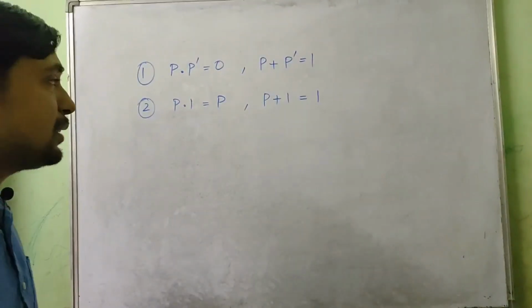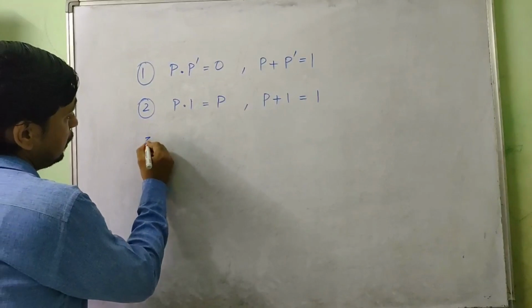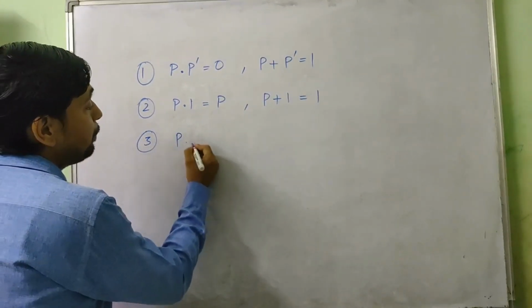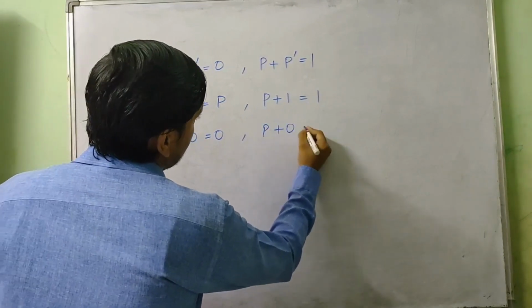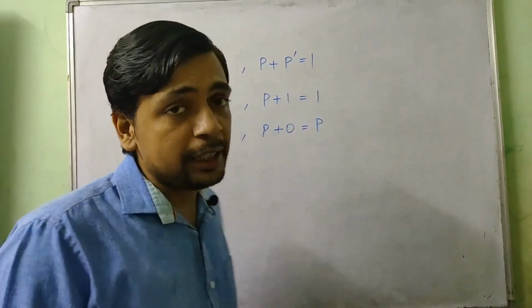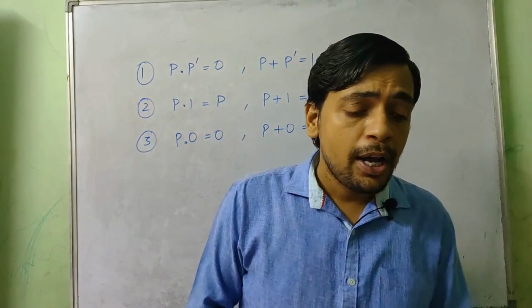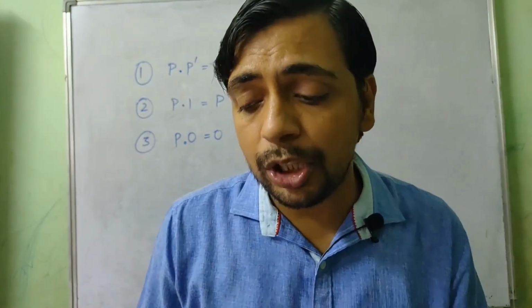And the last law, that is the law with 0. This you will do. P conjunction 0 will be 0, and P disjunction 0 will be P. So this you will check, and this was the last law that we are going to discuss. So that was the end of propositional logic.